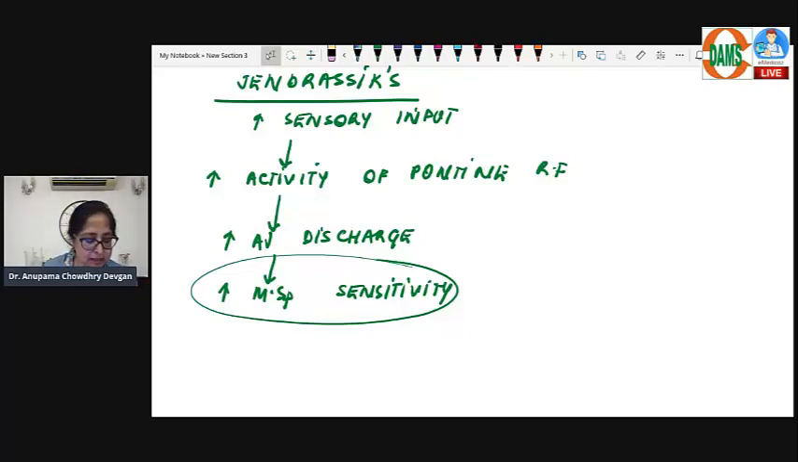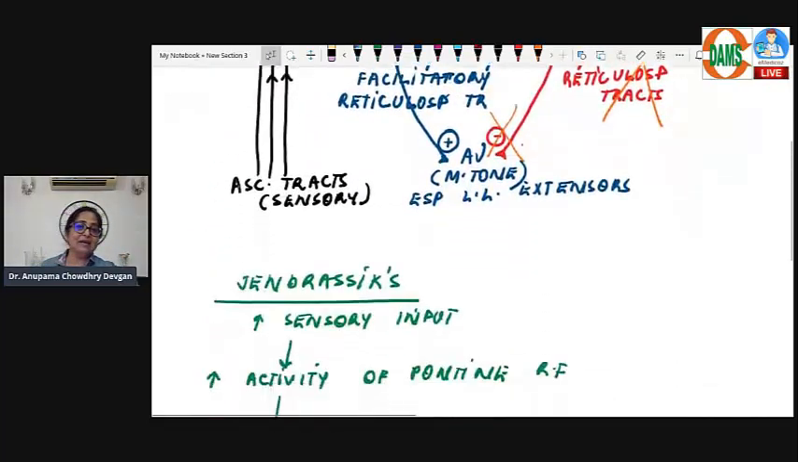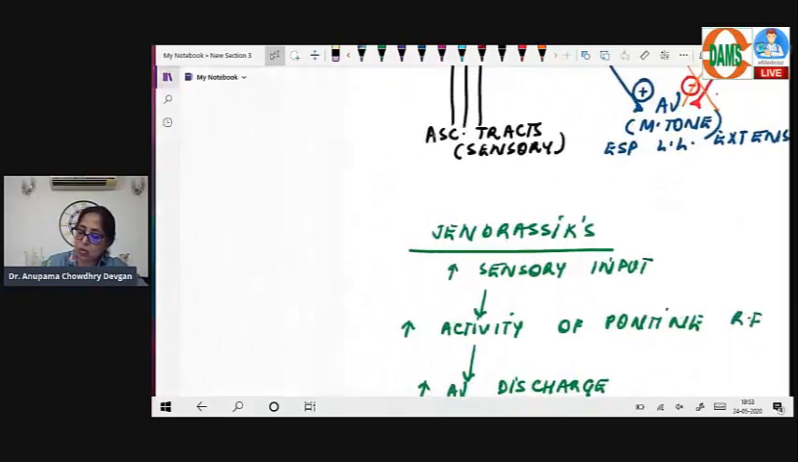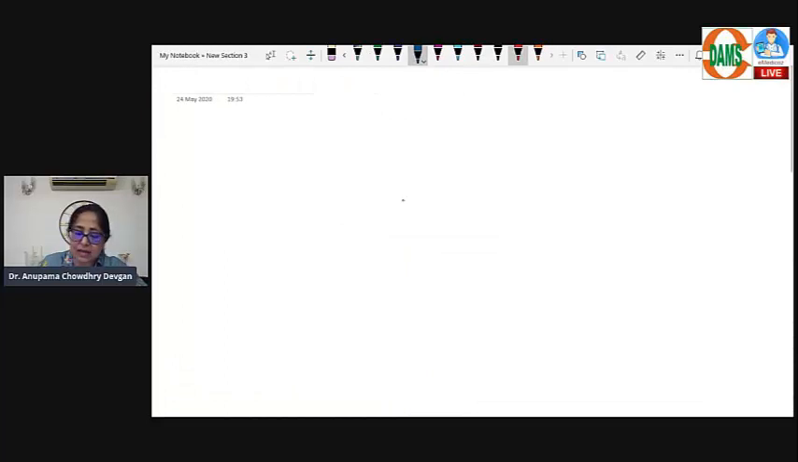Okay, fine. Now, this is as far as your reticulospinal tract is concerned. Next, let's go on to another important part in the motor system, and that is the cerebellum.